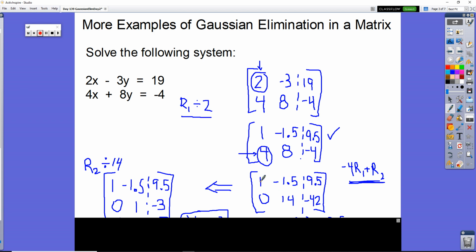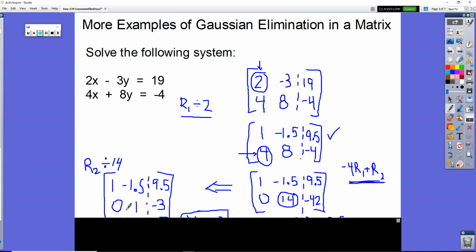Now, I'm starting to see that row echelon form. I've got my diagonal ones starting, and I've got my triangle of zeros underneath it. But the next thing that's wrong is where this 14 is, that's supposed to be a 1. So I'm going to have to take everything in my bottom row and divide it by 14 to turn this into a 1. So remember, when you're trying to get ones, you're dividing by something. When you're trying to get zeros, you're adding rows together.